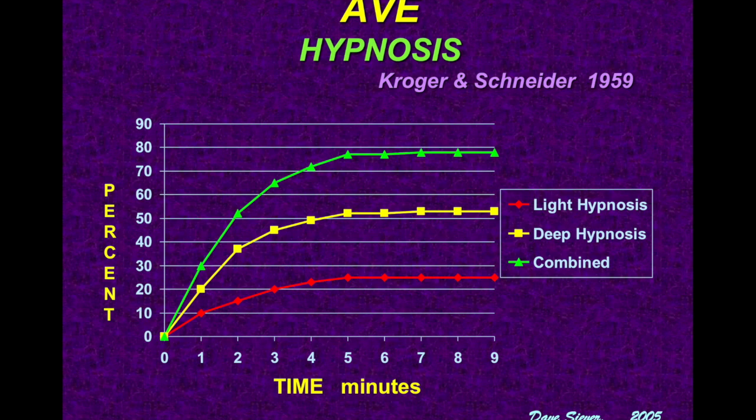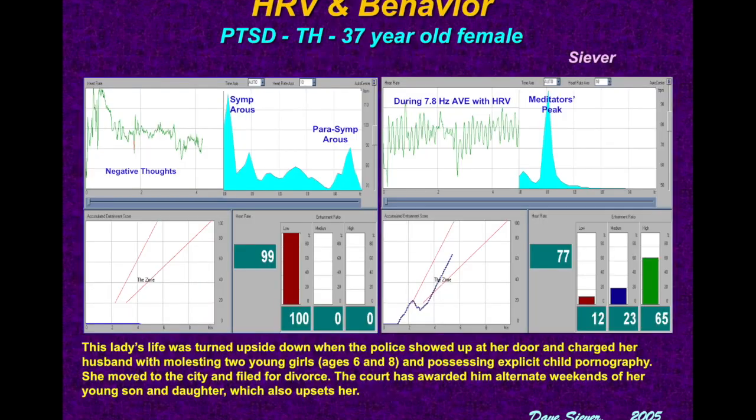This here is a hypnosis study done by Kroger and Schneider in 1959, and what we can see here is that within 5 minutes, roughly 78% of all the people who use entrainment are in either a light or a deep hypnotic trance, and most people are in a deep trance compared to a light trance. Other studies on dissociative induction have been done since then at the U of T in Austin.